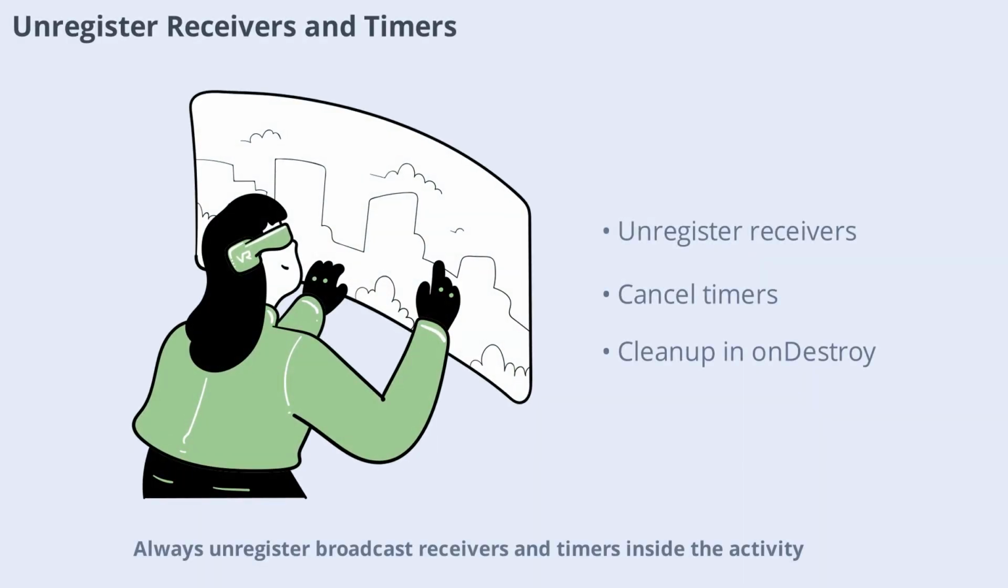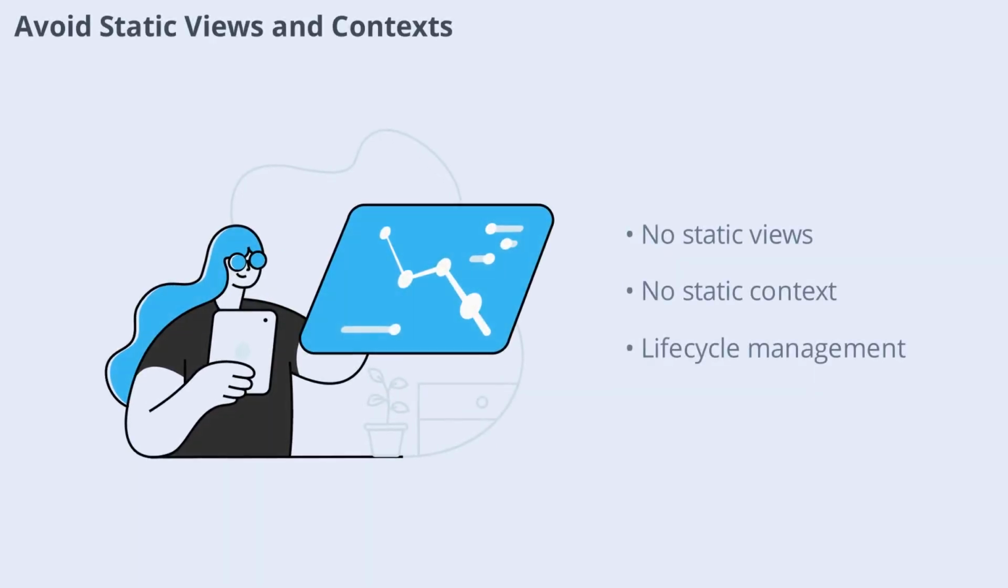Always unregister broadcast receivers and timers inside the activity. Cancel any async tasks or threads in onDestroy to ensure proper cleanup. This practice prevents lingering references and keeps your app's memory usage in check. Never use static variables to declare views or activity context.